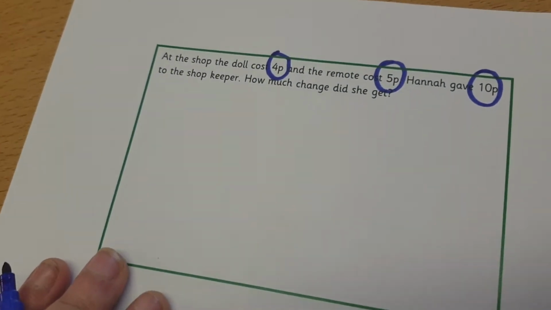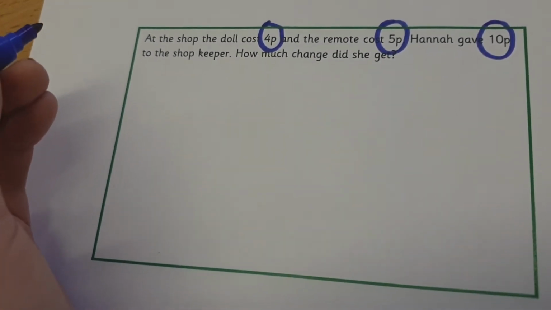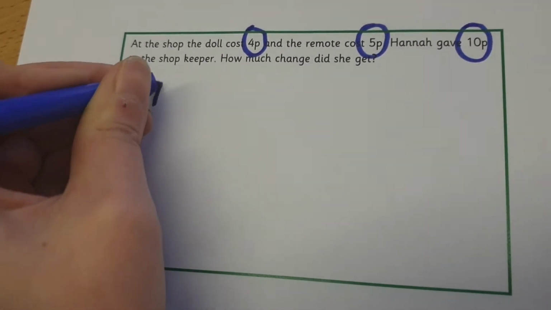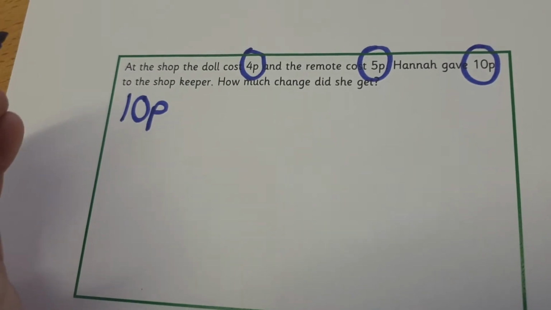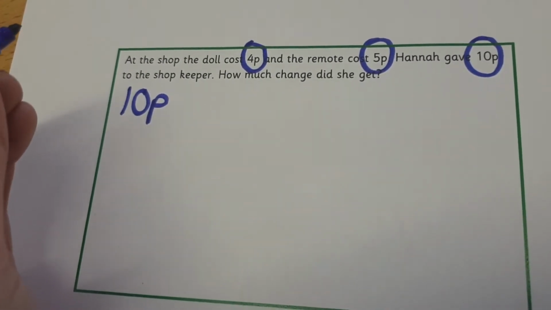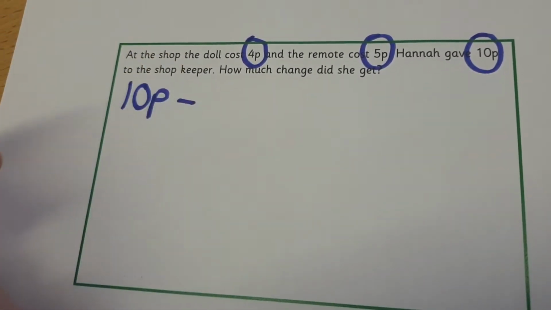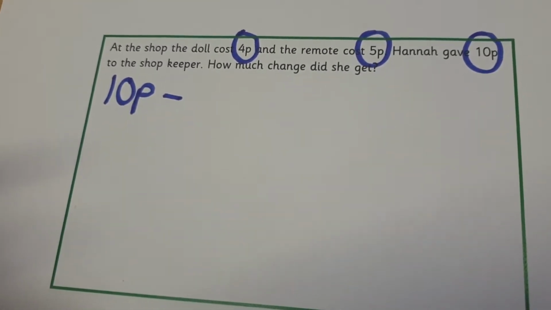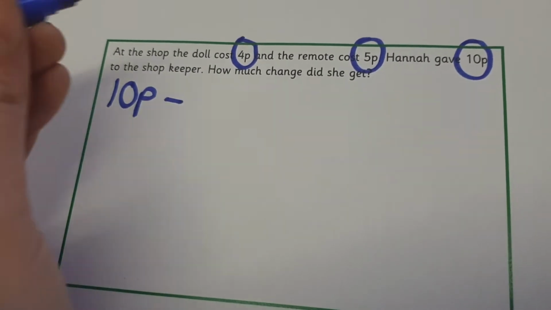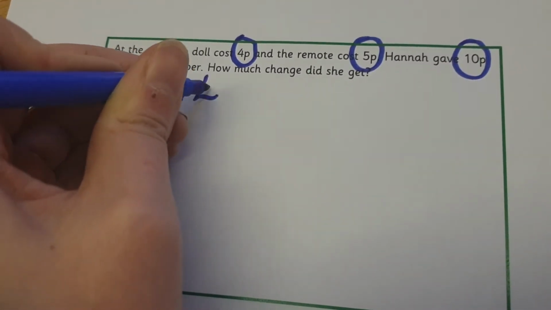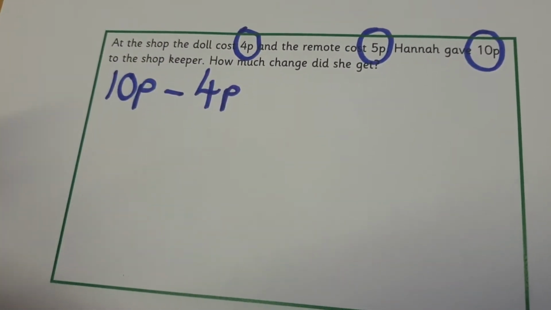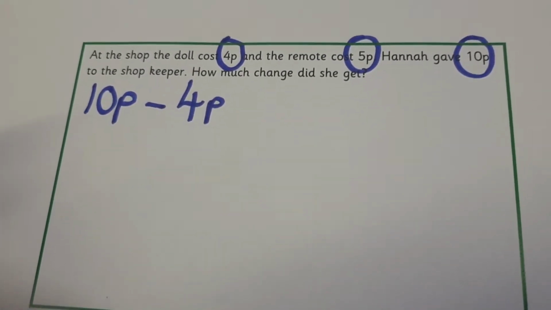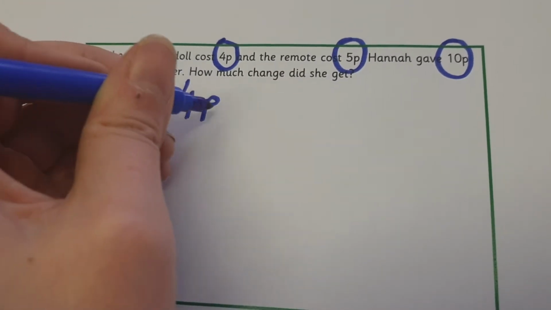How much money did Hannah start with? Can you remember? Well done. She started with 10p. And 10p is the biggest number out of all three of them. That's why we always start with the biggest number when we take away. So I've got to take away, what did she buy first? Well done, she bought the doll and it cost 4p. What else did she buy? Well done, she bought the remote and that cost 5p.